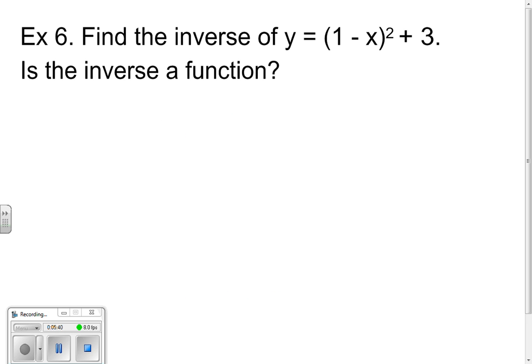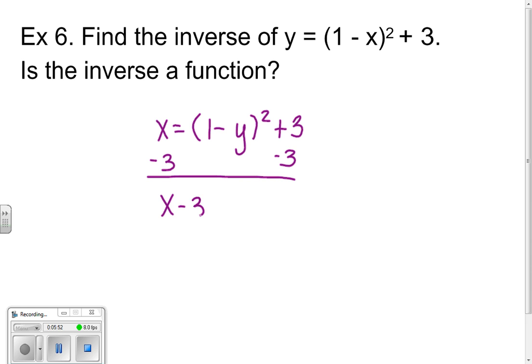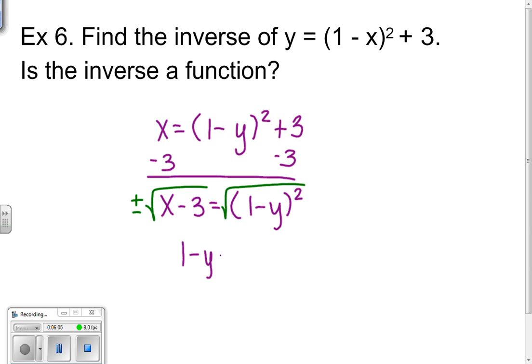Number 6, first thing I'm going to do is switch letters. x equals 1 minus y squared plus 3. To solve for y, I'm going to start by subtracting 3 from both sides. That gives me x minus 3 equals 1 minus y squared. To undo that squared, I'm going to square root the left and the right. The left-hand side needs a plus or minus. In the next step, I'm actually going to switch sides, because that tends to be uncomfortable when what you're isolating is on the other side.